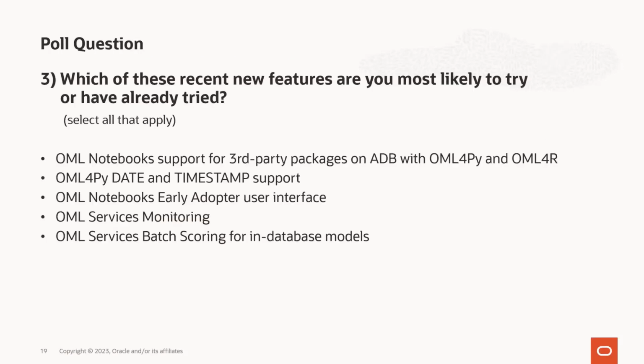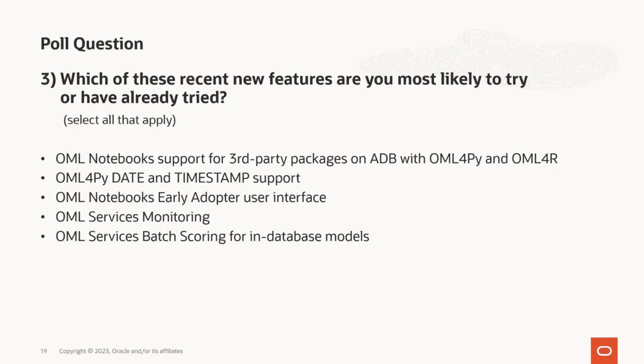Okay, so let's take our next poll. Which of these recent new features are you most likely to try, or have you already tried? Is it OML Notebooks, support for third-party packages on Autonomous Database with OML for Py and OML for R? Perhaps it's OML for Py date and timestamp support, or the OML Notebooks early adopter interface. Maybe it's OML services monitoring, or OML services batch scoring for in-database models.